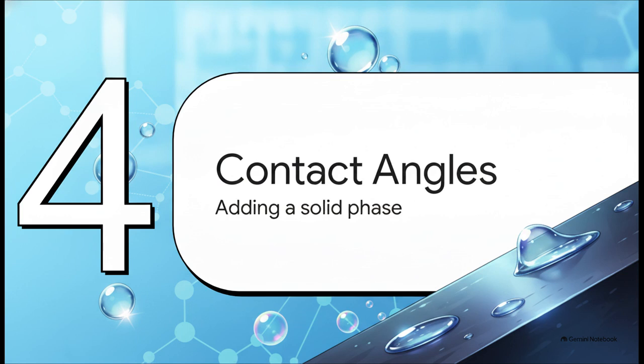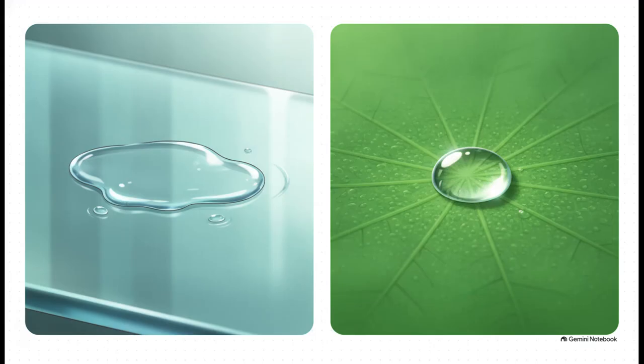All right, let's look at part 4, contact angles. Up until now, our droplets and bubbles have just involved two phases, liquid and gas. But what happens when we introduce a third phase, like a solid surface? When a drop of water rests on a solid surface, it forms a very specific angle, known as the contact angle, or theta. If theta is less than 90 degrees, the surface is hydrophilic, or water-loving.